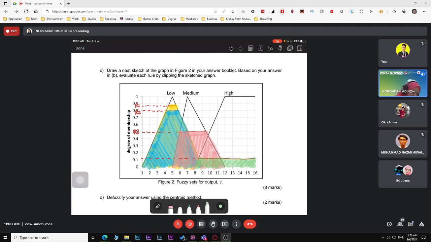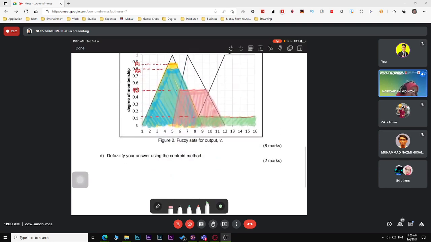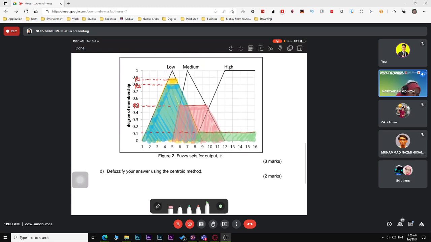Okay? Okay, simple. Now defuzzify your answer using the centroid method. Okay, saya tunjukkan graf tu je, senang. So centroid method, you akan trying to find the COG. Okay, so COG disebabkan dekat sini dah ada dah values 1, 2, 3 and so on. So kita guna je dia punya scale yang sama. Tak payah pening kepala you. Okay, so dekat 1 berapa degree of membership dia?